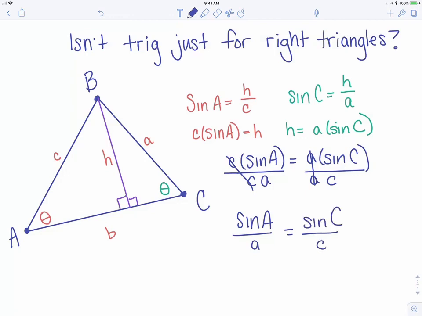And I could repeat this process using a different altitude so that I get B in this also. But this is just a little demonstration to show you that we are using this for the full triangle, which is not a right triangle, but it comes from breaking the triangle up into right triangles.